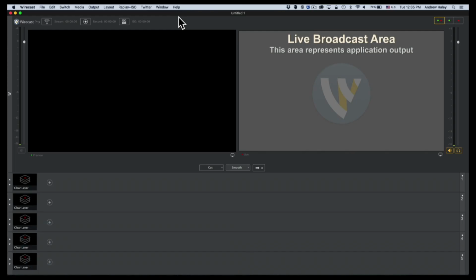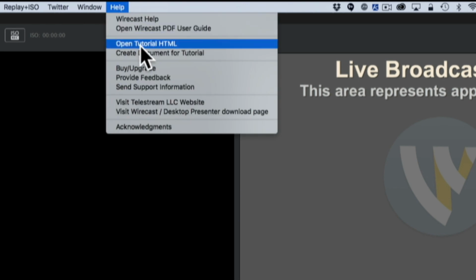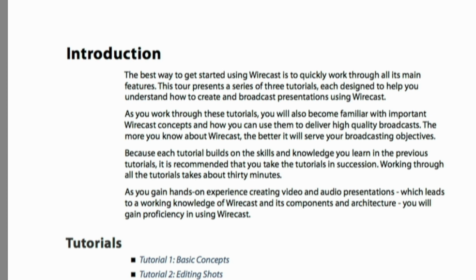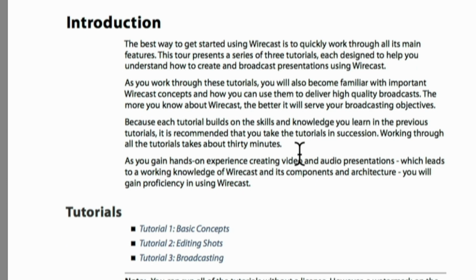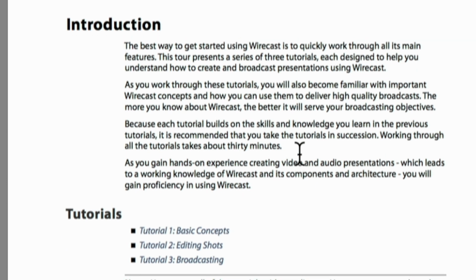Once you open Wirecast, you'll be prompted to open a tutorial document, or if you're not, just head over to the Help menu and choose the Open Tutorial HTML. This will open the tutorials HTML file on our website, which has a walkthrough of three basic tutorials. It also has instructions for installing and getting started with Wirecast and other things. These three tutorials will take you from the basic concepts of how to operate Wirecast to editing your shots and composing your projects to the broadcasting and output section of Wirecast.